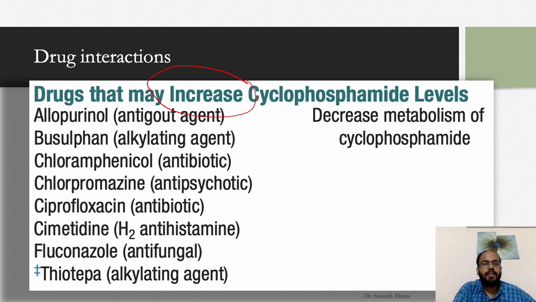Drugs that may increase cyclophosphamide levels include allopurinol, an anti-gout agent. Remember, this has a good interaction with azathioprine. Remember, or if you don't remember, go back to the video and see again. Okay. Ciprofloxacin, cimetidine, fluconazole. These are drugs that we may routinely use in our patients. So we need to remember these few drugs that may increase cyclophosphamide levels and thus increase side effects or adverse effects of the drug.